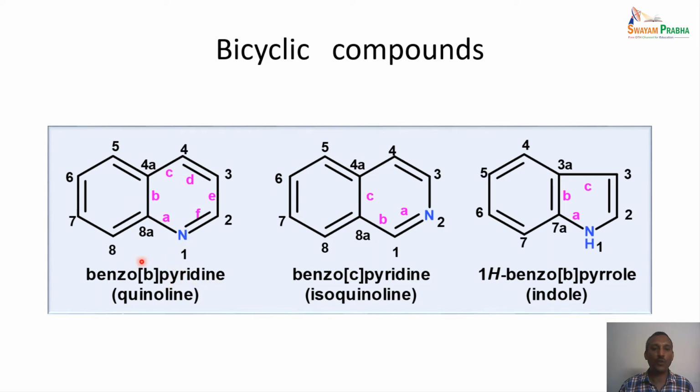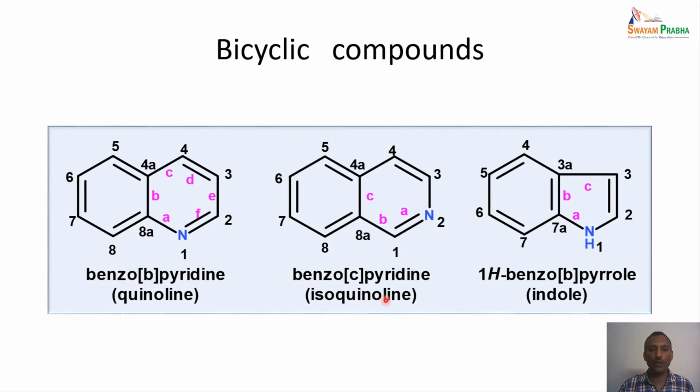To name this compound, the suffix, that is the parent name, is given as pyridine. The fusion is given as b because this is the B face at which the fusion took place, and the prefix is the carbocyclic ring, the benzene ring. So this is benzo[b]pyridine.